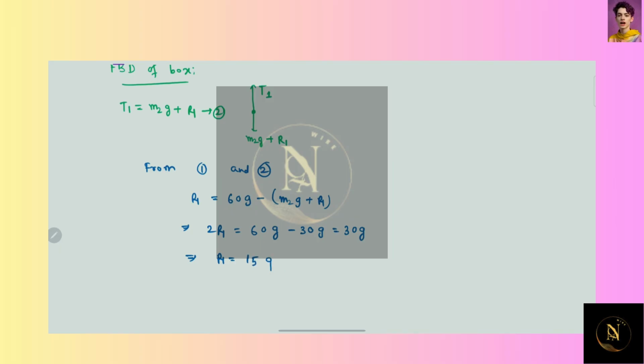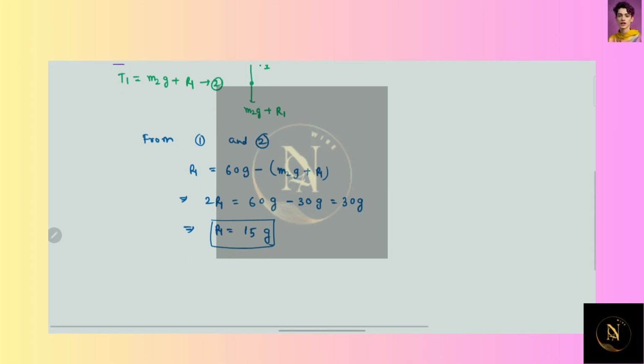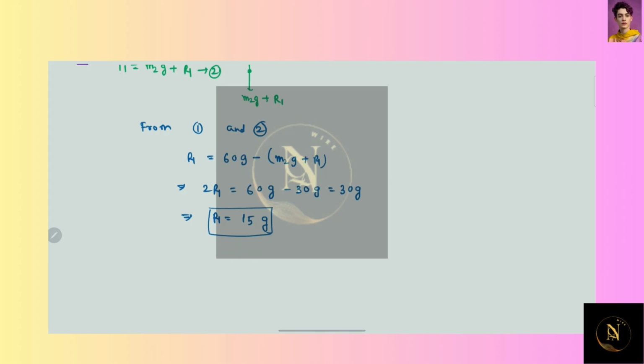This is the weight of the man as shown by the weighing machine. As we know that any weighing machine measures the weight by the normal reaction force, this is the weight of the man in the first part.